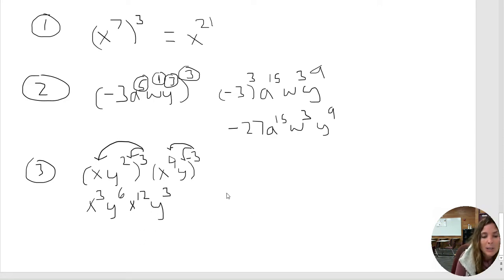And then now we're going to multiply like bases. So the x to the 3rd and the x to the 12th are going to multiply together, and the y to the 6th and the y to the 3rd are going to multiply together. So that gives us x to the 15th, y to the 9th, final answer. Okay, let's go ahead and look at the next one.